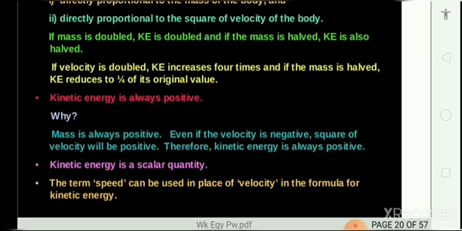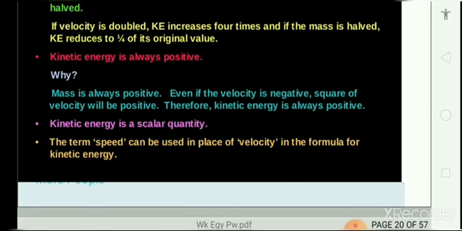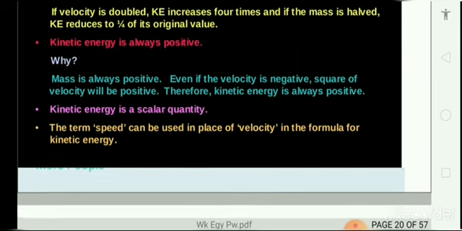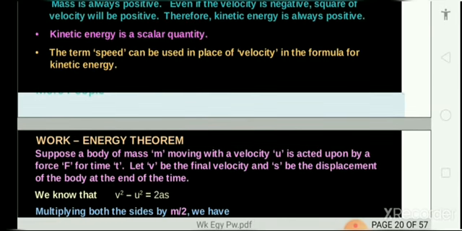That's an important point. Kinetic energy is always positive. Why? It cannot be negative. The mass is positive. Even if the velocity is negative, the square of the velocity will be positive. Therefore, the kinetic energy is always positive. Half m v square: mass is positive, half is constant, v is squared, and anything squared will give you a positive value only. Kinetic energy is a scalar quantity. The term speed can be used in the place of velocity in the formula for kinetic energy.